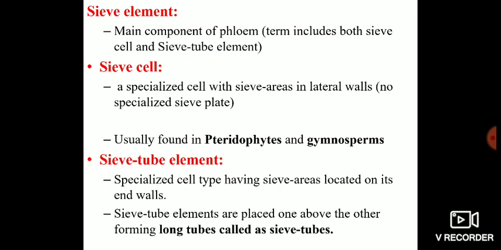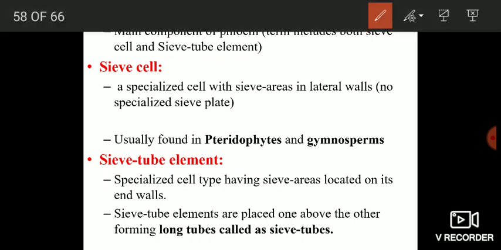First of all, sieve element. Sieve elements are the main components of phloem, and this term sieve element includes both sieve cell and sieve tube element. First of all, sieve cell. It is a specialized cell type with sieve areas in lateral walls, and these cells do not possess a specialized sieve plate.